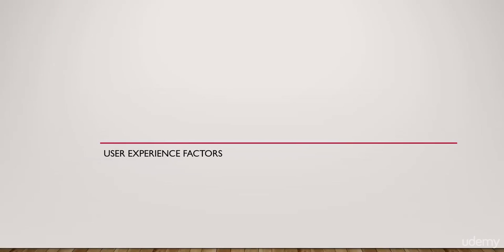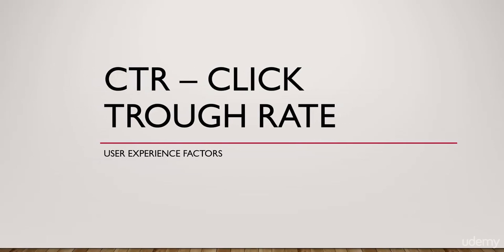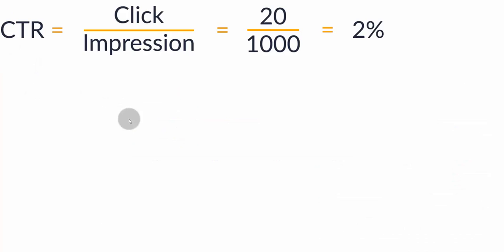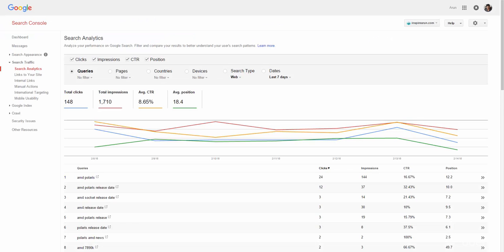In this lecture, we are going to see the most important topic of this section, that is click-through rate or CTR. What is CTR or click-through rate? It is just the percentage of users who click the results compared to total number of users who have viewed the search results.